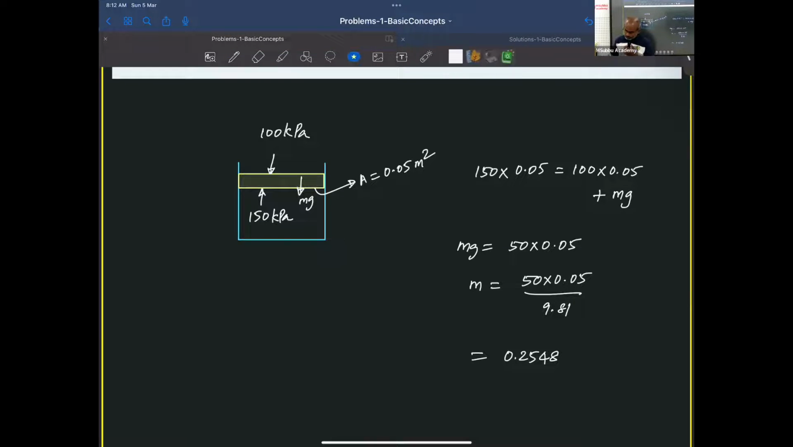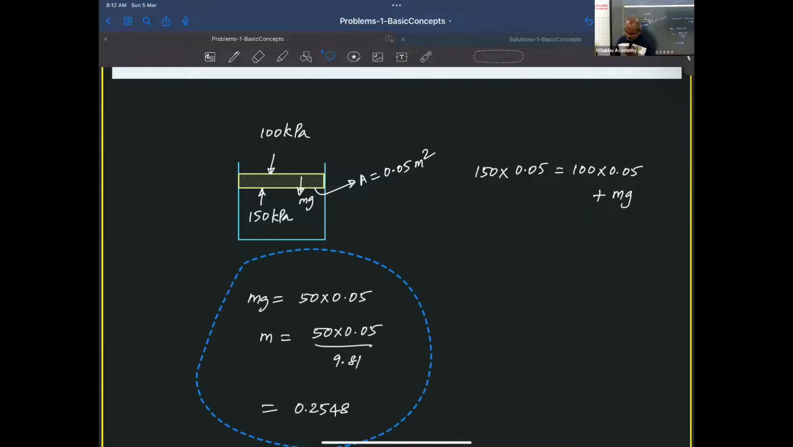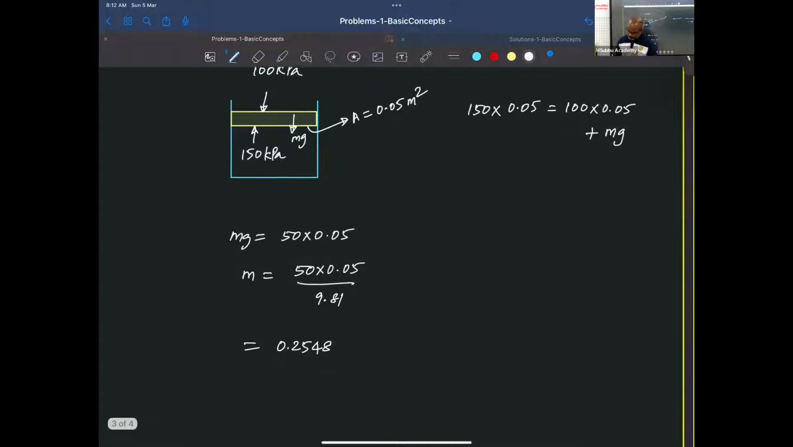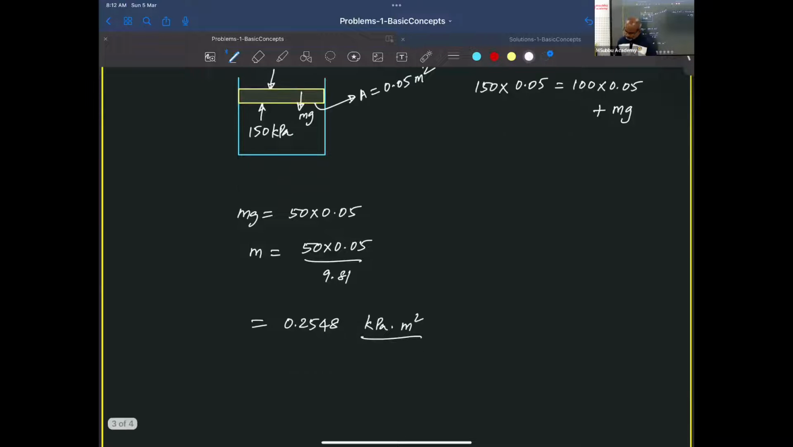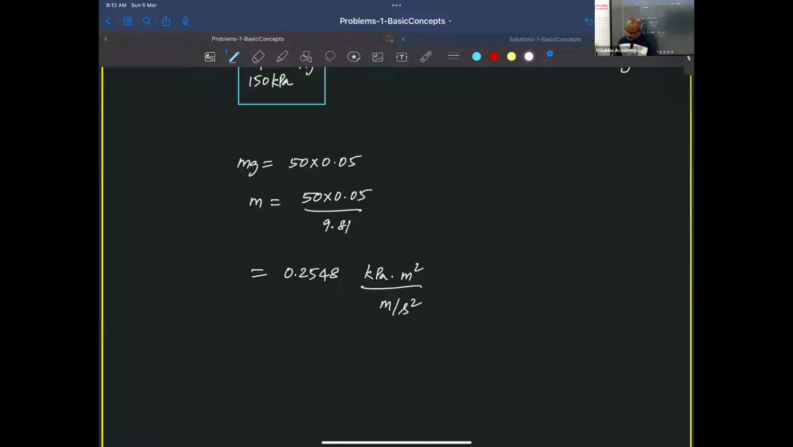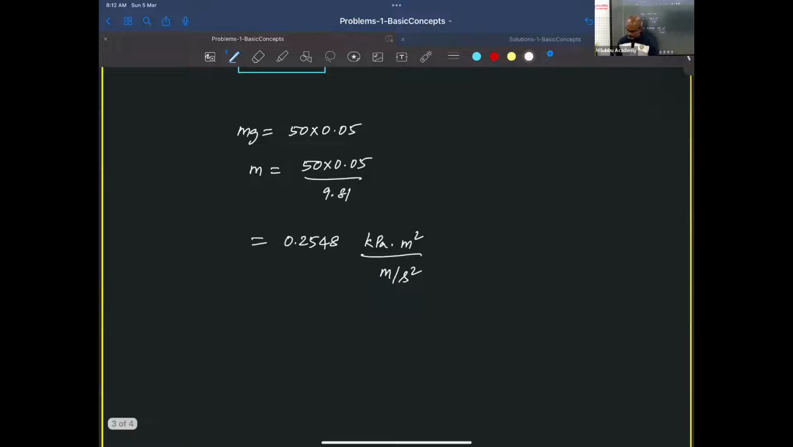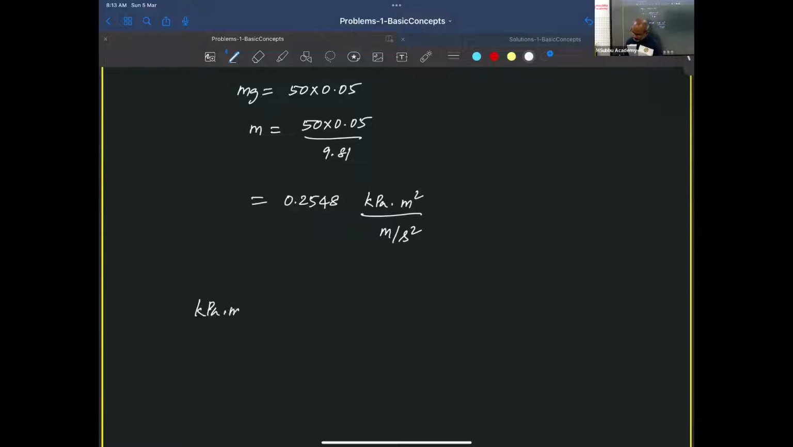Yeah, I'll move this to this side comfortably. Okay, so here mg, which is 50, is in terms of kilopascal, and area in meter square. This is in meter per second square. So what is that of kilopascal? Kilopascal is, let us write that, kPa meter square by meter per second square. Kilopascal is kilo Newton per meter square into meter square by meter per second square.